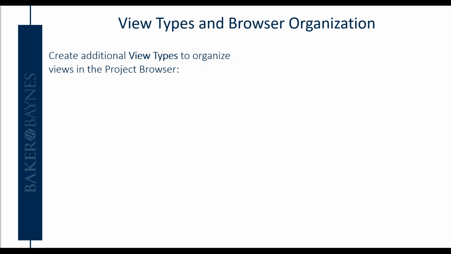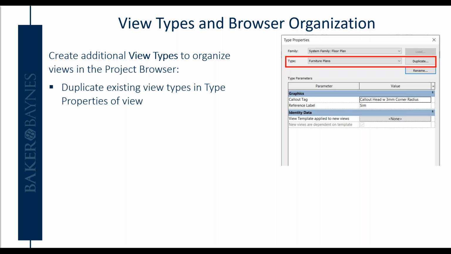Then if we look at view types in our browser organization, now we all know that as your project gets larger and you have more views, it can get quite lengthy inside of your project browser, and it might make finding any views quite a difficult task. So being able to organize your views is important to save time, and also when you're looking for views to open. So one way of actually organizing your views inside of your project browser is to create additional view types.